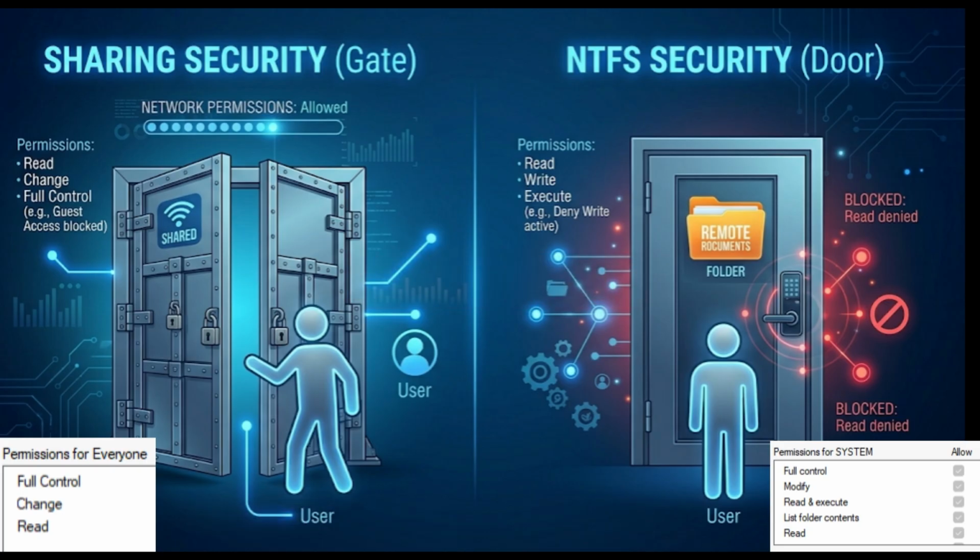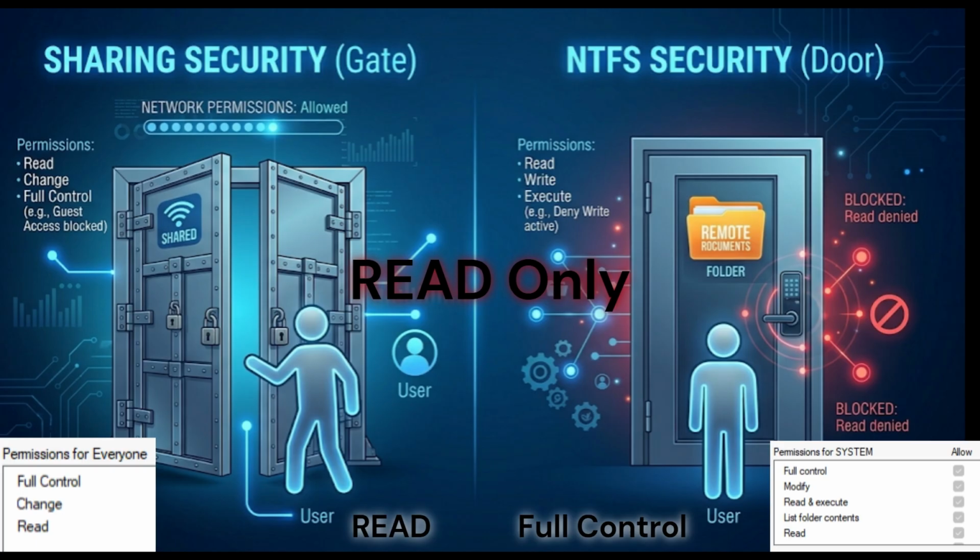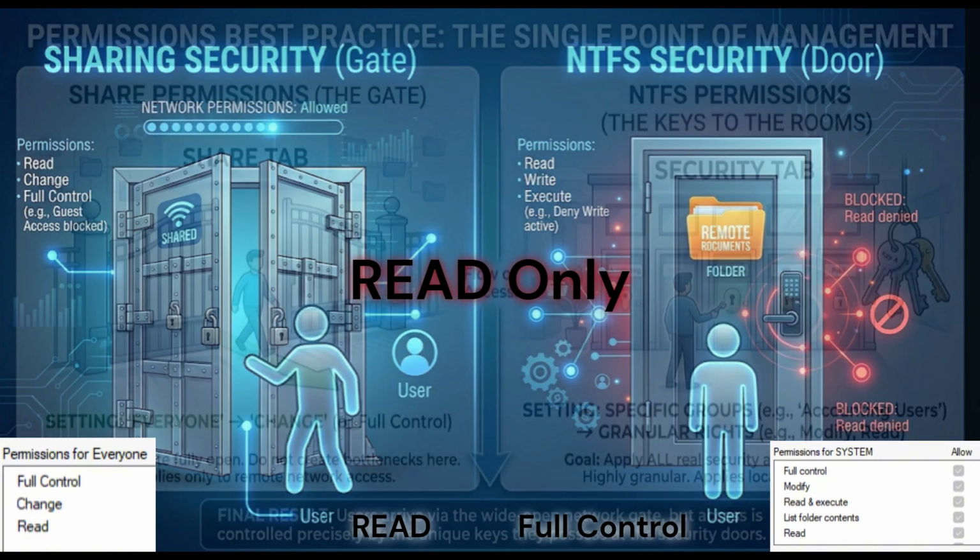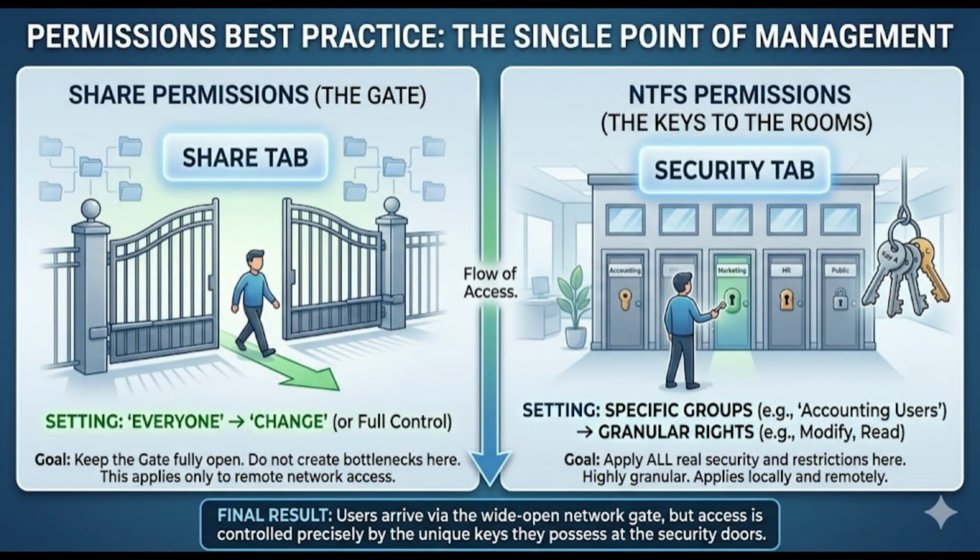The blockade: if the office door security gives you a key to everything, but the front gate share guard says, I only let people in to look, the user is still stuck with read access. They have the key, but the guard wouldn't let them bring their tools inside. Managing 2 sets of locks for every single folder is a headache.